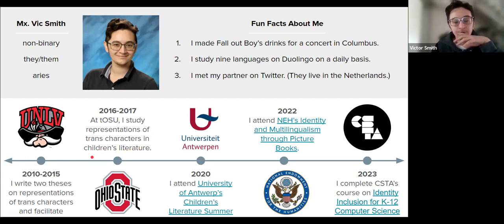I started to research children's literature at Ohio State in 2017. I didn't graduate with my degree, and I'm very public about that because, as we know, we learn from our mistakes and we learn from failure. And so I did take very important lessons away from that, and it did spark this lifelong interest in children's literature in all the content that I teach. In 2020, I attended a children's literature summer school with the University of Antwerp. And so I also went to an NEH National Endowment for the Humanities 2-week seminar on identity and multilingualism through picture books. And I recently completed SISTA's course on identity inclusion for K through 12 computer science.